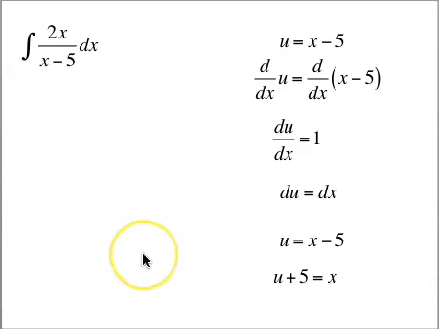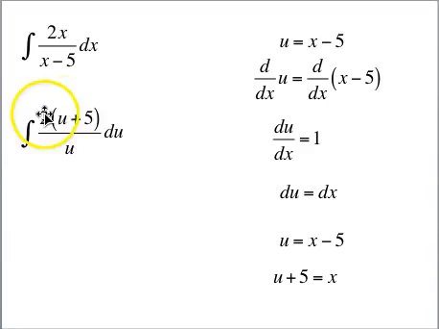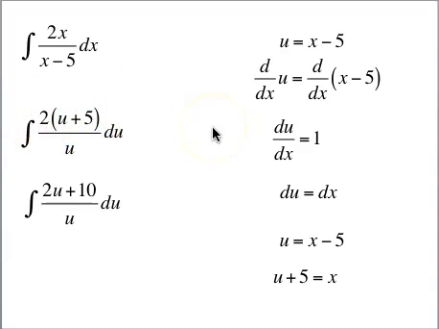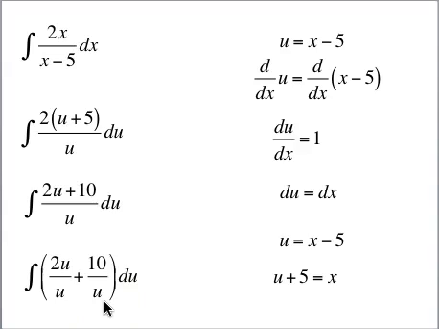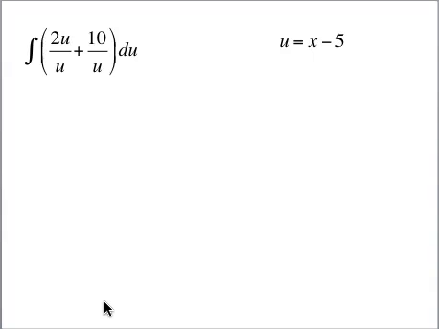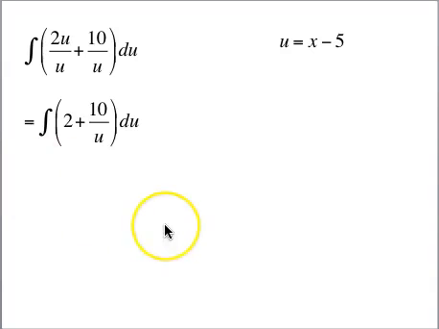So we have the integral of 2 times (u plus 5) over u du. Distribute this 2, 2u plus 10 over u du. Now I have a single denominator. I can rewrite it as 2u over u plus 10 over u. And 2u over u is just 2. So we have the integral of 2 plus 10 over u du.